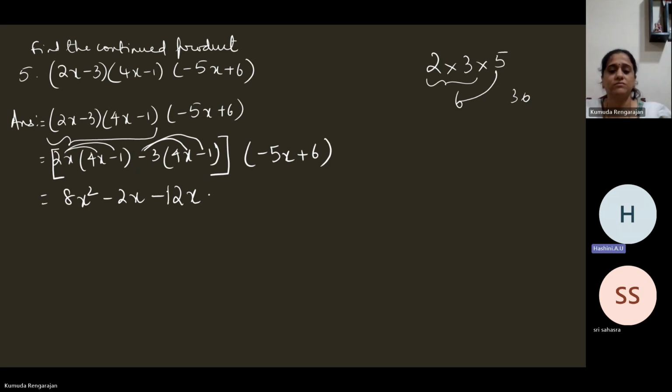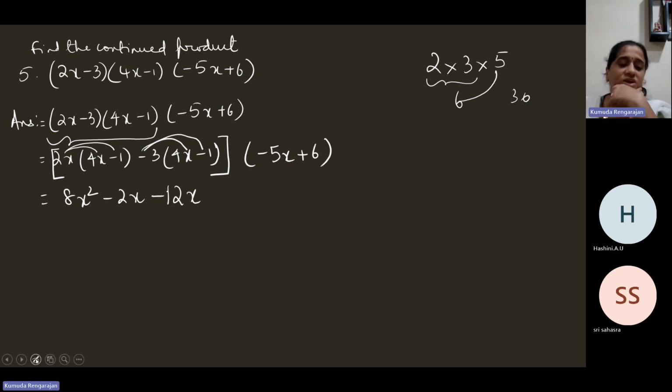Ma'am, I simplify all the things, ma'am. First I simplify 2x with all and then 3 with all, ma'am. Yeah, that's what even we are doing here. No, 2x into 4x is 8x squared, right? 2 into 4, 8, x into x is x squared. Ma'am, for me 10x square plus 12x, like that is coming, ma'am.